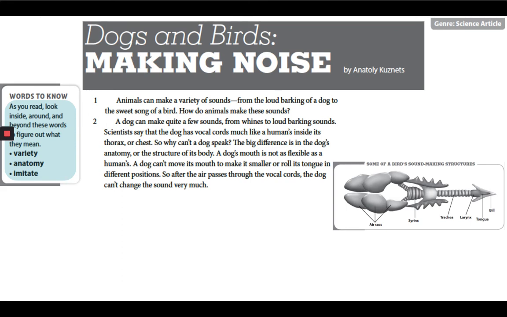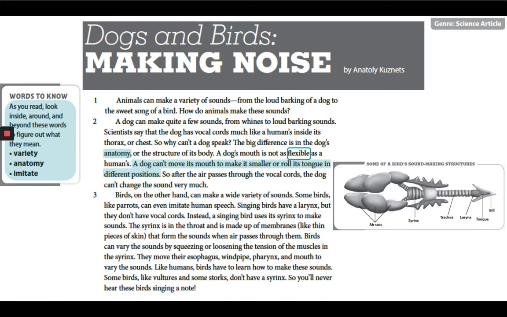So why can't a dog speak? The big difference is in the dog's anatomy, or the structure of its body. A dog's mouth is not as flexible as a human's. A dog can't move its mouth to make it smaller or roll its tongue in different positions. So after the air passes through the vocal cords, the dog can't change the sound very much.